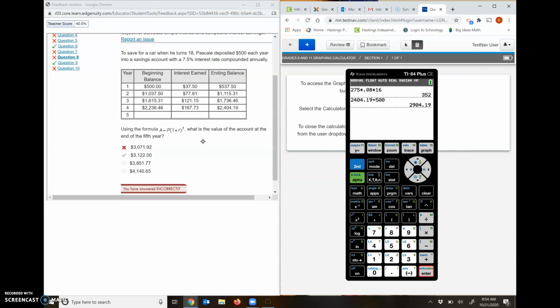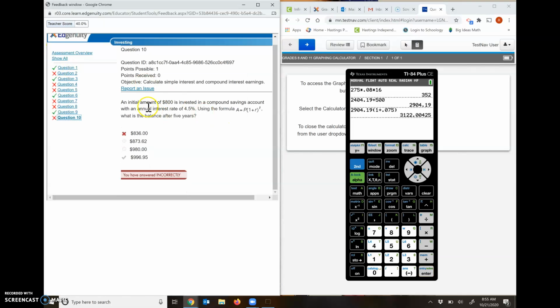But maybe he saves up and adds $500 into his account. So there it is. So now he has $2,904.19. So now we're going to take that amount, and then we add the 1, and then the rate they give us is 0.075, and we figure out that he ends up with $3,122.00. So kind of tricky there because he adds 500 every year, so it kind of jumps a little more there.